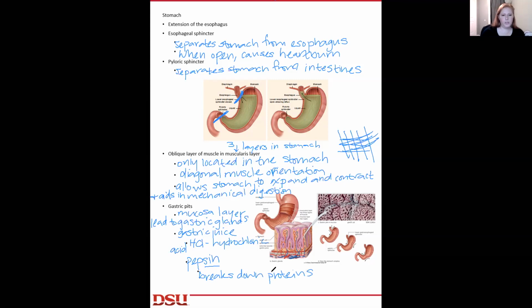As far as absorption in the stomach, there's not a lot. There's a little bit, some water, some vitamins, alcohol. If you've been drinking, the stomach will take that. But overall, there's really not much absorption here. This has a chemical and mechanical function to start breaking down foods so that absorption can happen in the intestines.